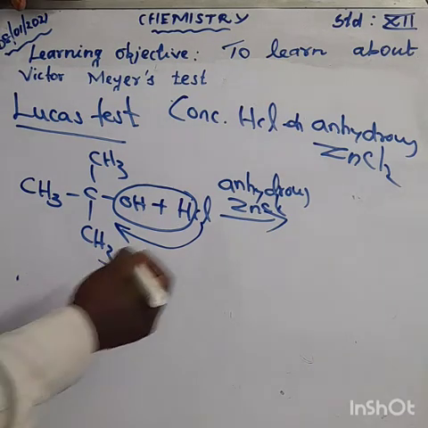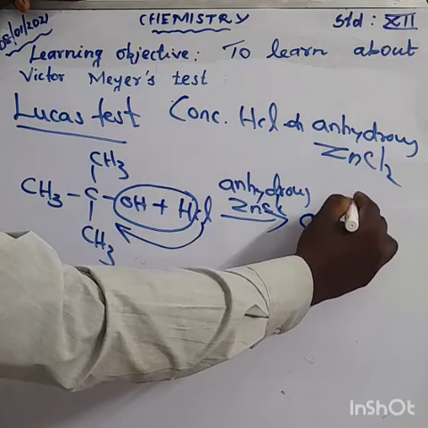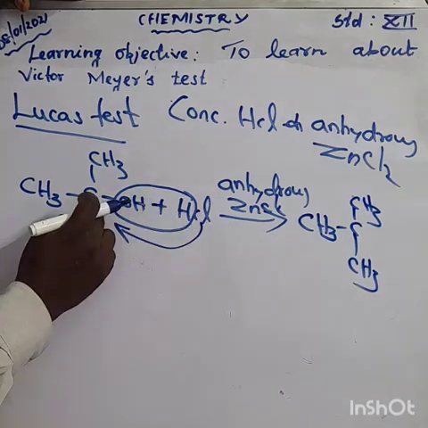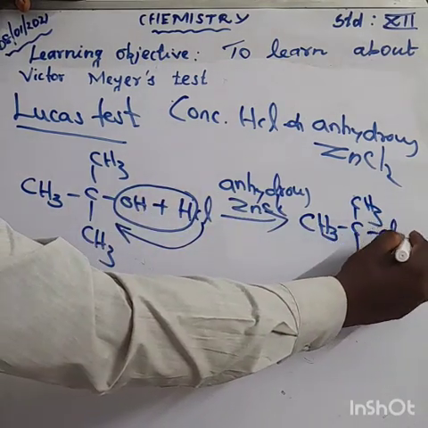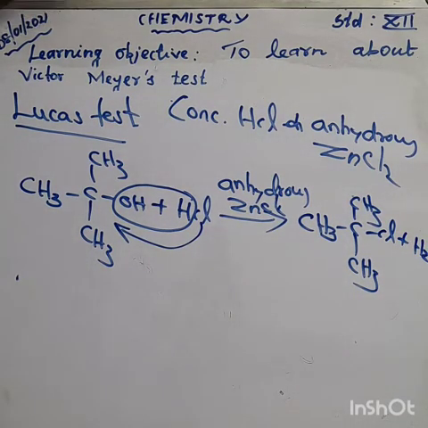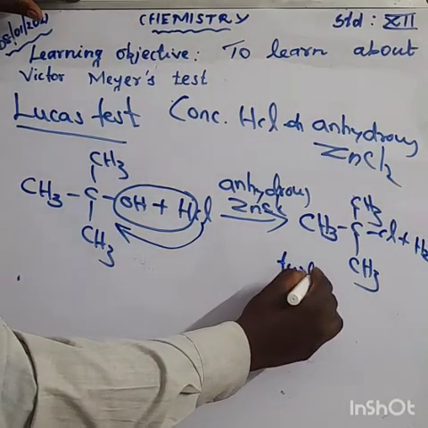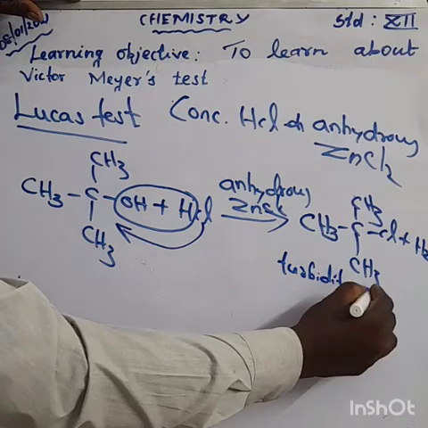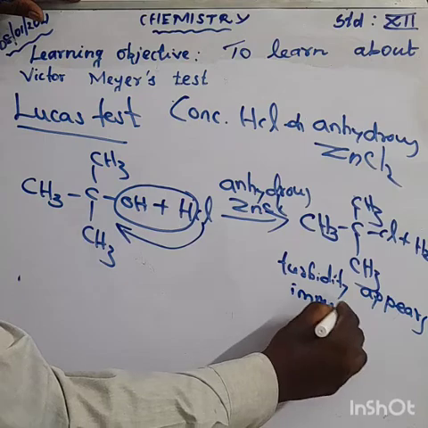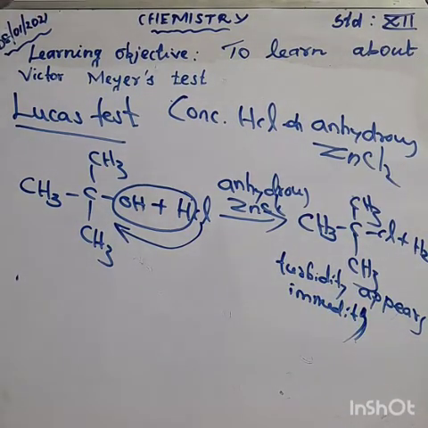So, what is our expected product? (CH3)3CCl, the chlorine will be attached there. We get Cl plus water. Here, turbidity appears immediately. Immediately, okay?